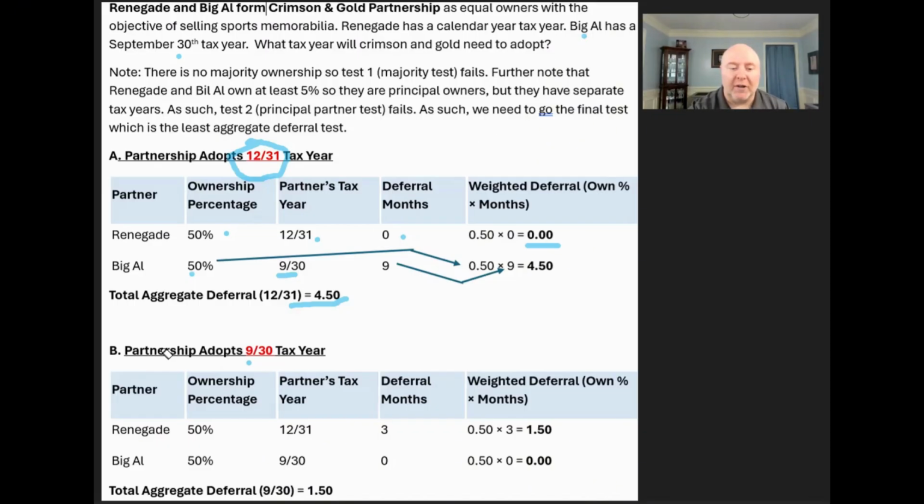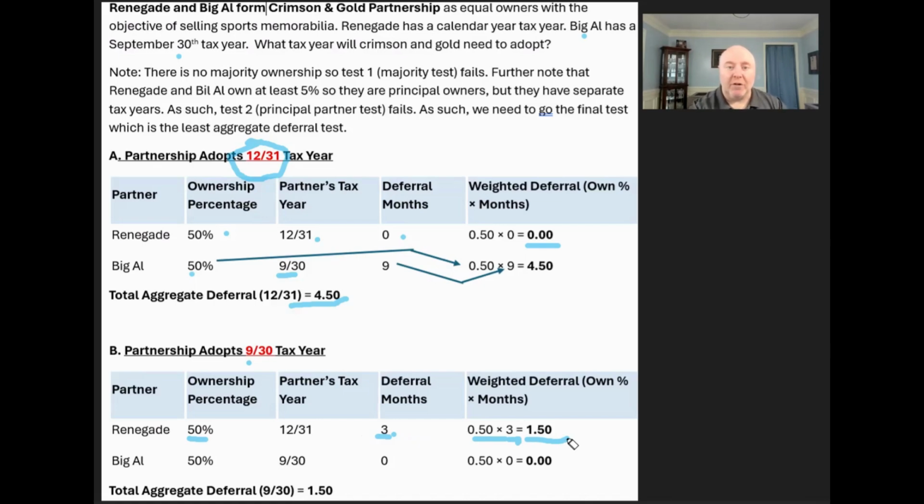So we're going to say, okay, Renegade, you have 50% ownership still. Your tax year is until December 31st. So if the partnership's tax year ends on September 30th, you're not going to report your income until October, November, December. 3 months. So we have 3 months of deferral. We're using the same numbers I used up here, right? We're taking 50%, and we're taking our 3 months of deferral. So 50% times 3 comes out to 1.5 months of deferral.